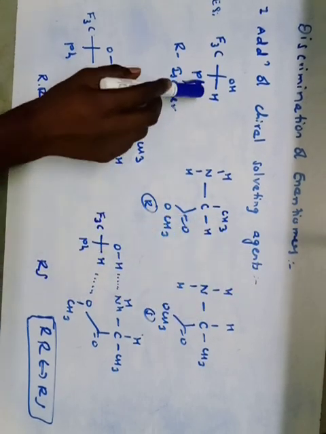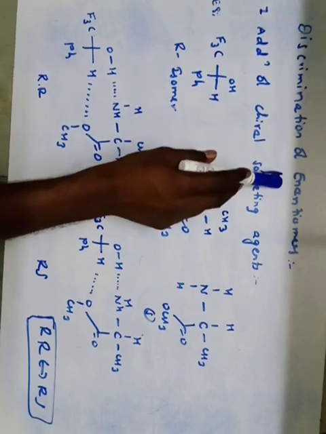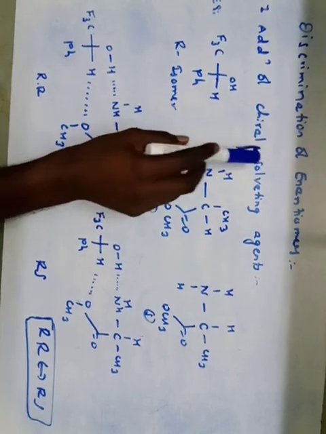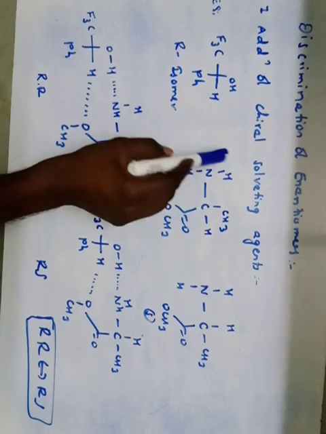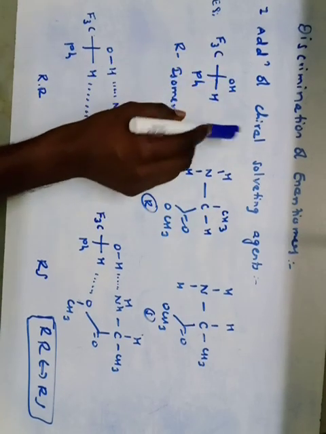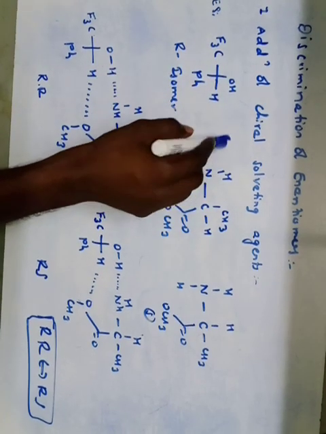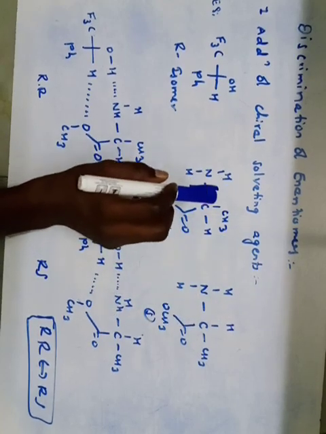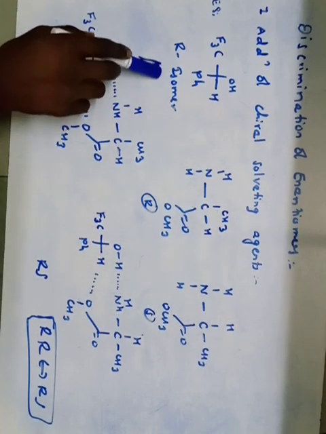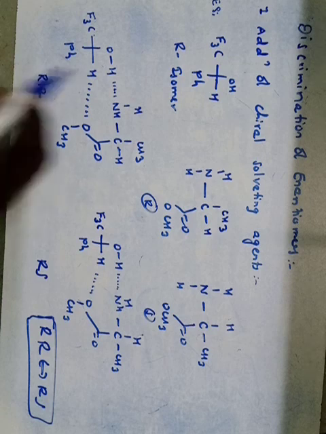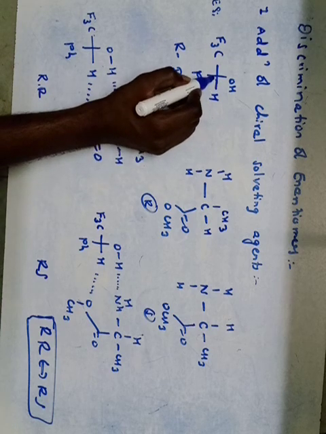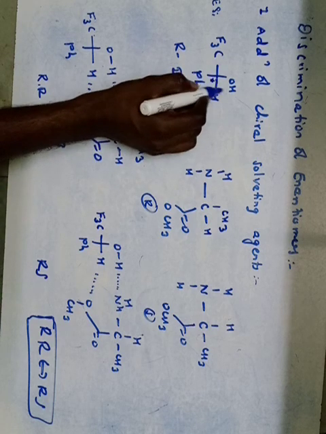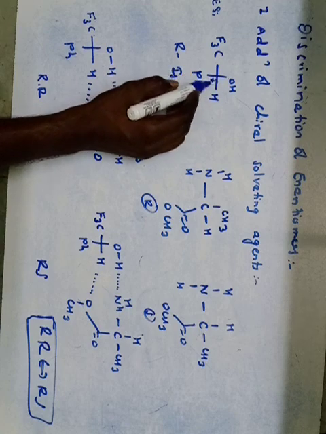By addition of chiral solvating agents, we can differentiate the enantiomers. Let's take an example of a chiral agent. A chiral agent means it will have a chiral carbon. This carbon will have 4 different groups. That's why it is chiral.